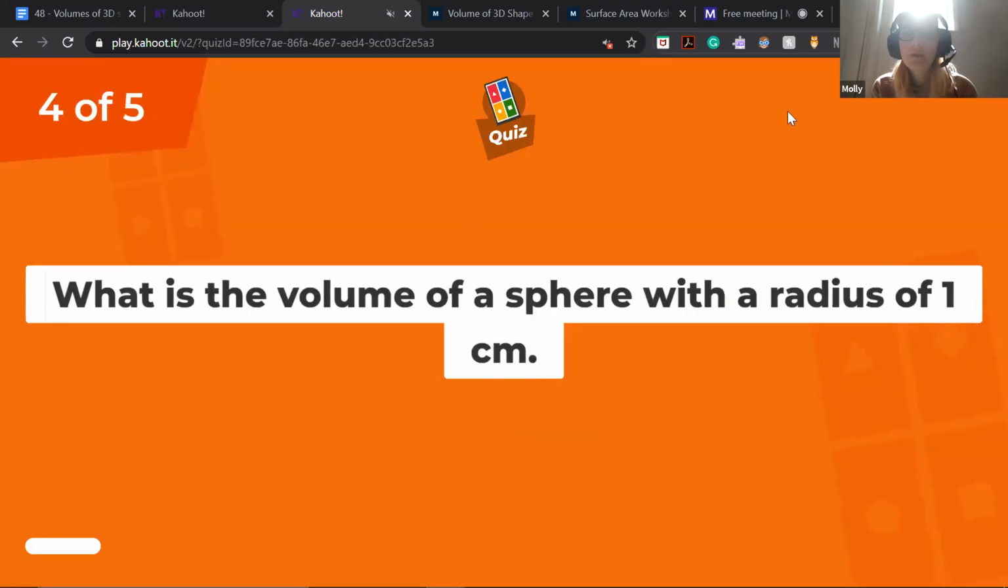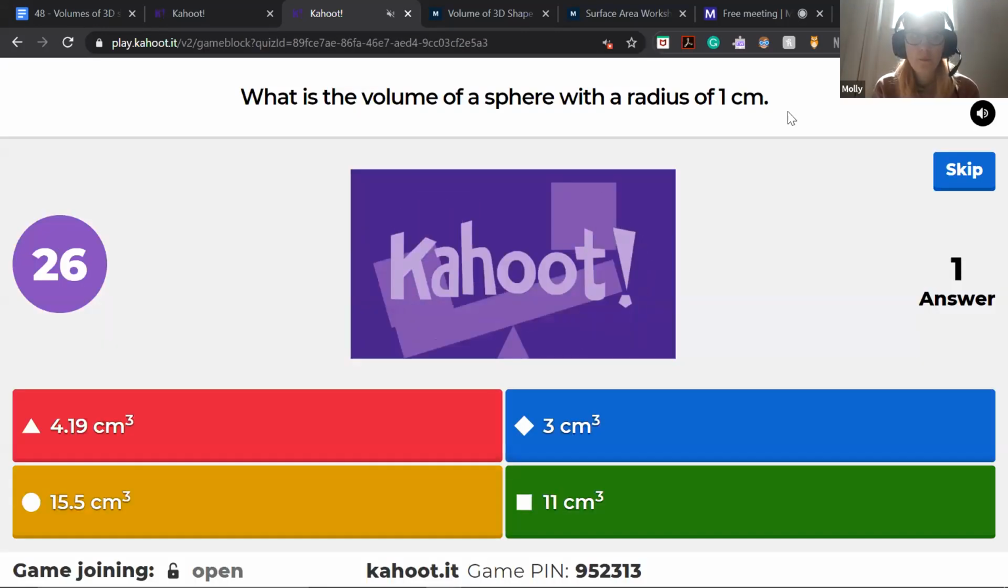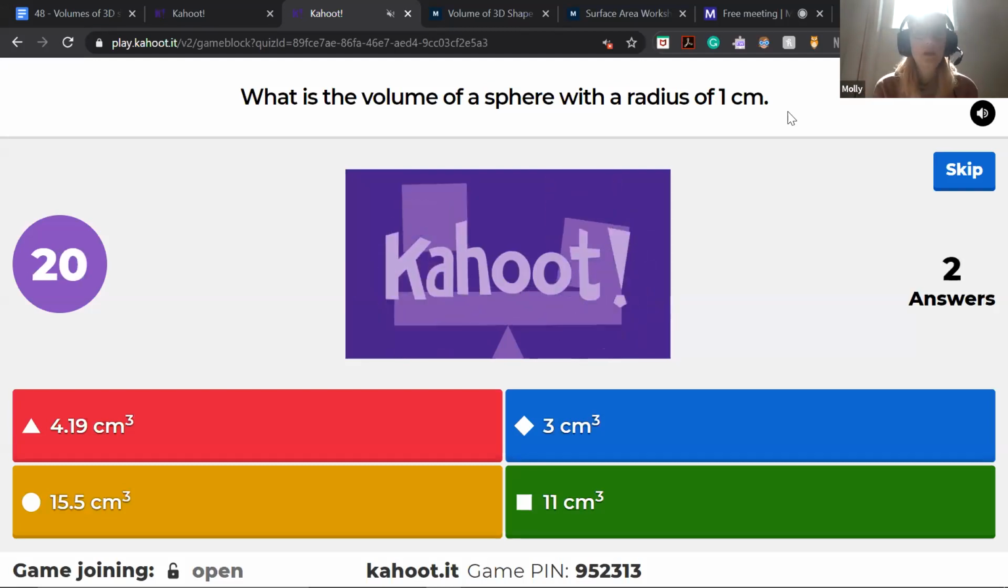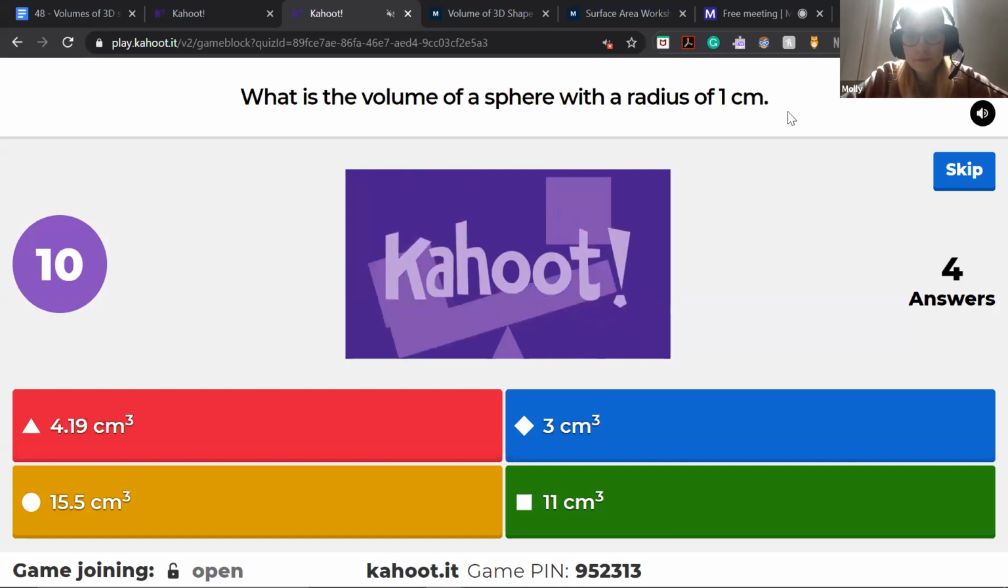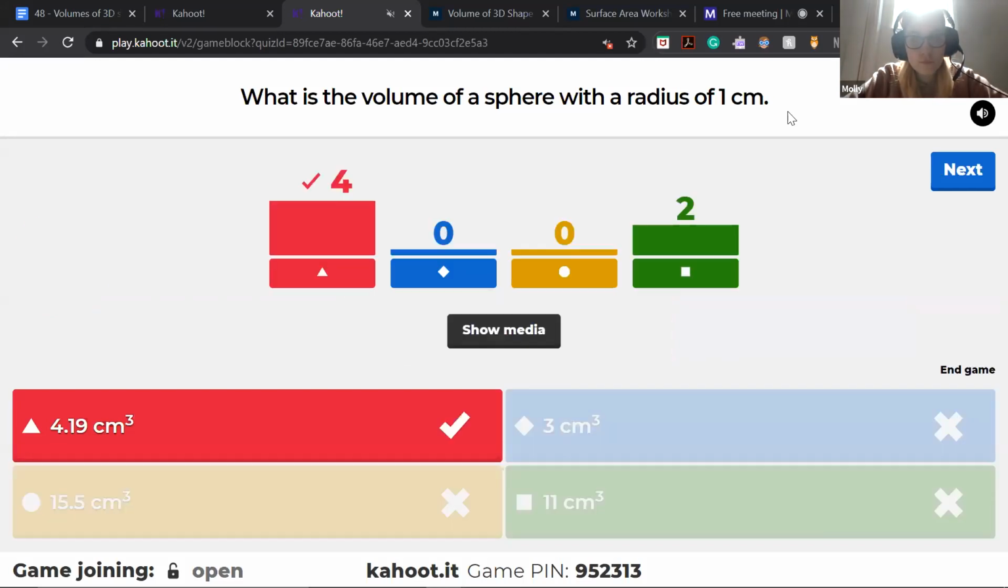Okay, so now we want to know what's the volume of a sphere with a radius of 1 centimeter. So the radius of a sphere is from the center point in the middle of it to the outer edge. This is basically just testing whether or not you know the formula, so don't worry if you don't. We're going to be learning that today. It's just to see how many people do already know it. Cool. Looks like lots of people do actually, or people are good at guessing.